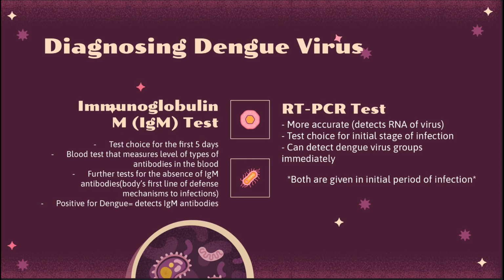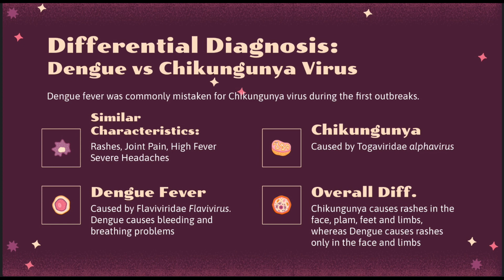Now for the next test, the RT-PCR test, this is more accurate as it detects RNA of the virus itself, and it's a test choice for the initial stage of the infection, like I said, and it can detect the dengue virus groups immediately.